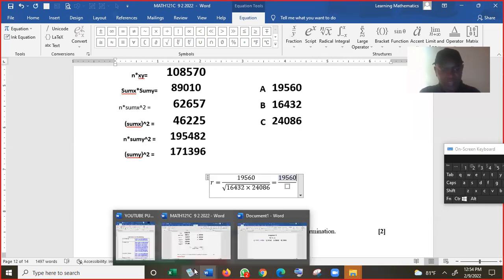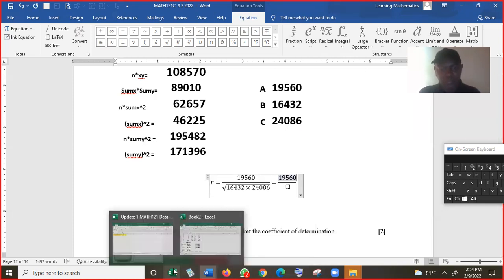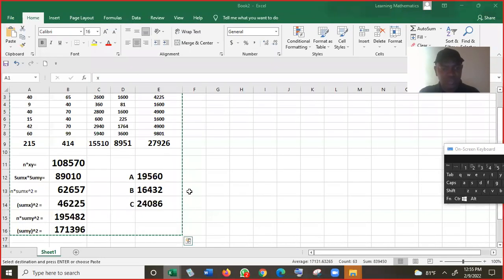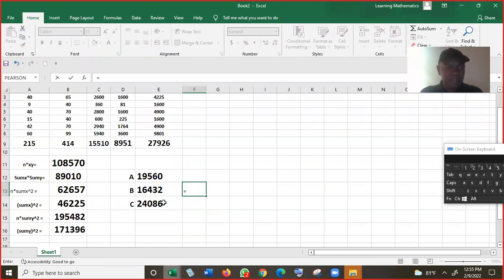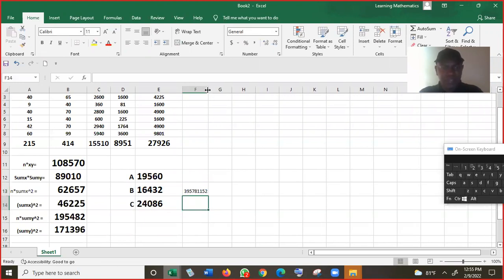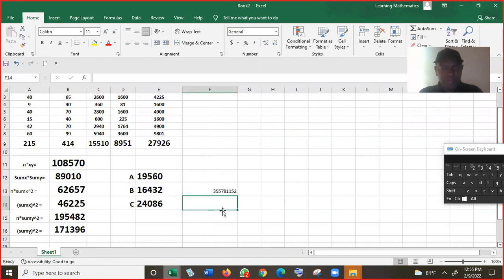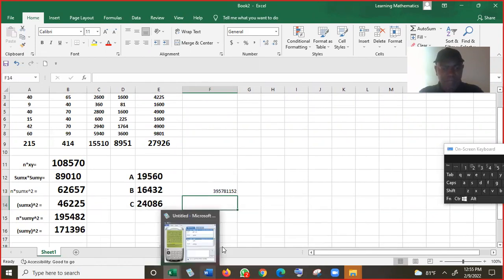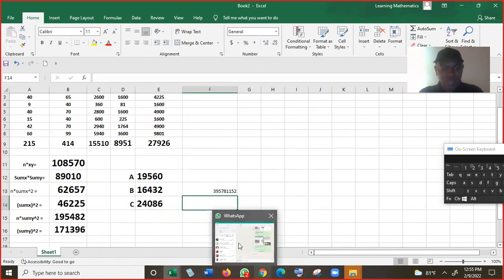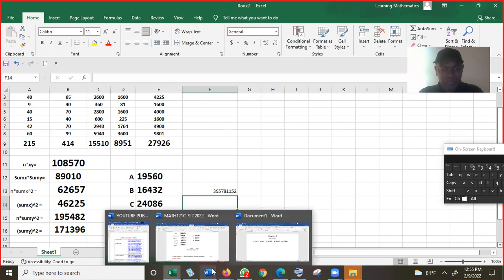So we go to our calculators, and we could even use Excel also. We can use Excel to multiply the denominator. You know, we can put equal. That is B, that is E13, E13, okay, times E14. Enter. Okay. Let's just increase the space there. Okay. 395781152. So we have 395.